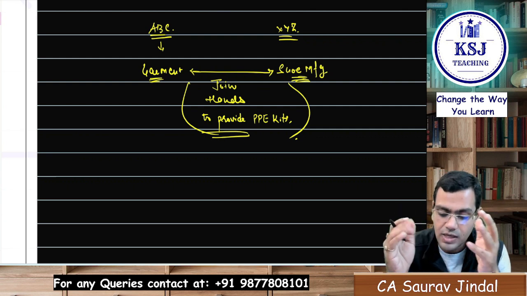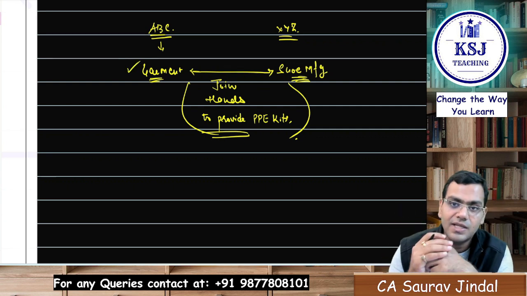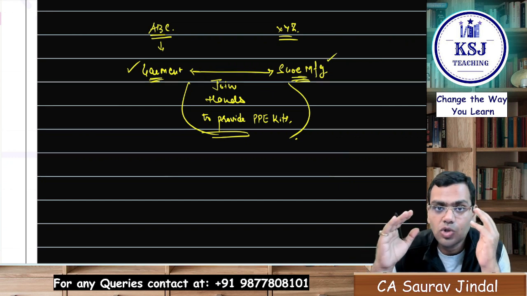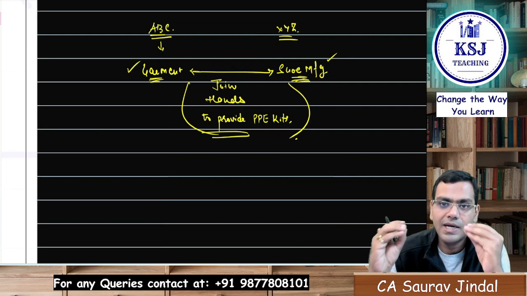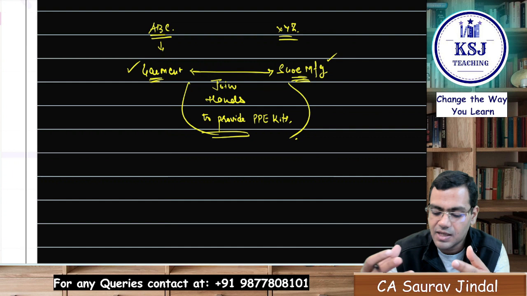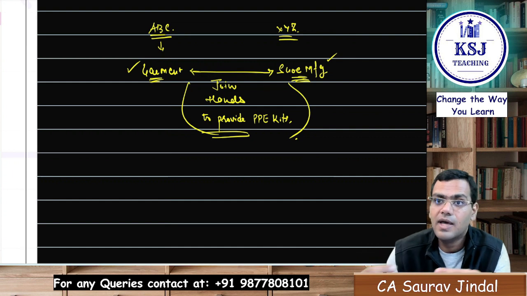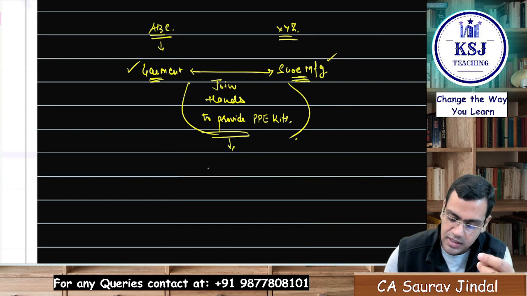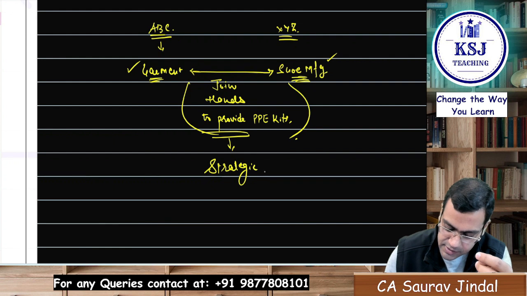Because some of the technology is available with ABC Limited, some of the technology is available with XYZ Limited. They join hands to make a particular product, to fulfill a particular purpose or provide something which individually they would not have been able to provide, right? This is known as strategic alliance.